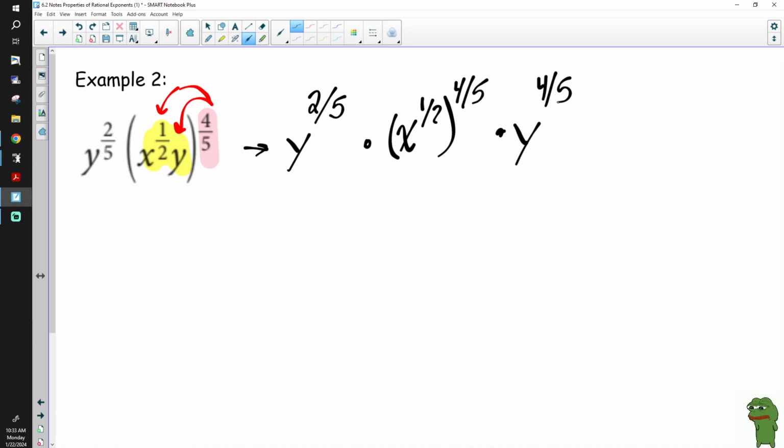Power to a power, multiply it. That means you take your calculator and multiply 1/2 and 4/5 together. Do it now. We learn to multiply practice. I do not want a gross nasty decimal. Alright, x to the 2/5. Okay, bring everything else down.